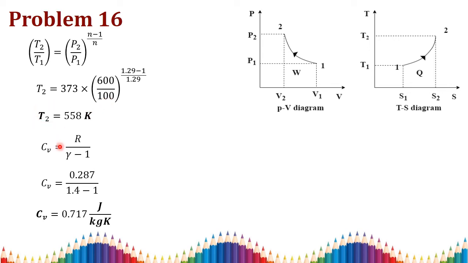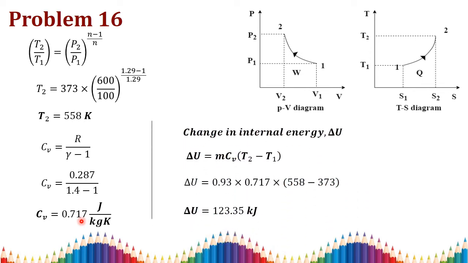Then the Cv relation, as we already know how you can obtain it, that is R is equal to Cp minus Cv, divide the whole equation by Cv, that is Cp by Cv is gamma, minus Cv by Cv is 1. With that relation we can derive Cv is equal to R by gamma minus 1. Substituting all the R values and gamma values, you will get Cv is equal to 0.717 joule per kilogram Kelvin. Then change in internal energy delta U is mCv into T2 minus T1. Substituting all the values, you will get delta U as 123.35 kilojoule.